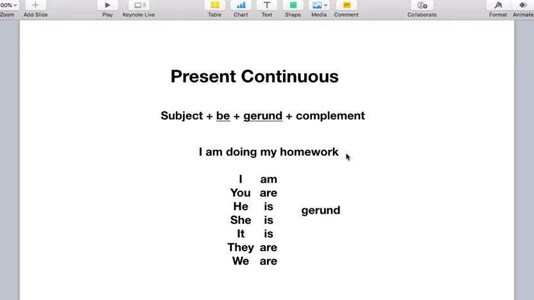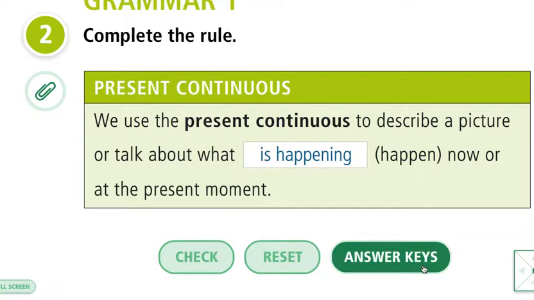So, here we can make some phrases. I am, subject and be, doing. He is, subject and be, working. She is speaking, etc. Okay? Remember, you must add the verb be. Don't say "I doing." This is not correct. "I am doing" is the correct form. So this is what the first grammar is about.